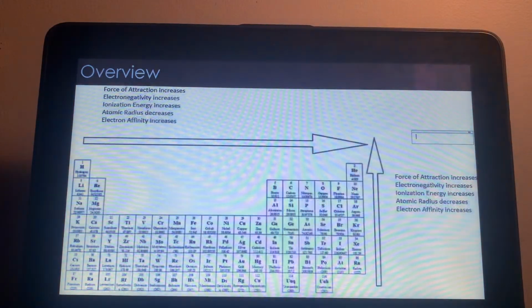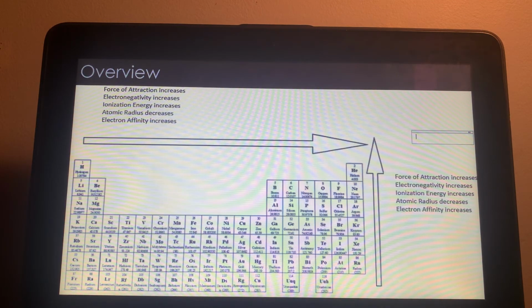Now this is the overview. As we see, the force of attraction, electronegativity, ionization energy, and electron affinity increase going up and to the right. We didn't talk about force of attraction, but that's something you might learn, just so you know it increases going up and to the right. But atomic radius decreases going up and to the right.